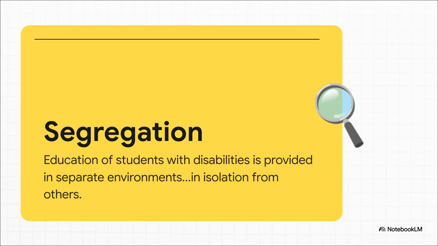Okay, so from having no school at all, we move to the next model, which is a separate school. The key word to zero in on here is isolation. Now, you could argue that segregation is a step up from exclusion. I mean, at least an education is being provided, right? But it does so by creating this separate parallel world for students with disabilities.